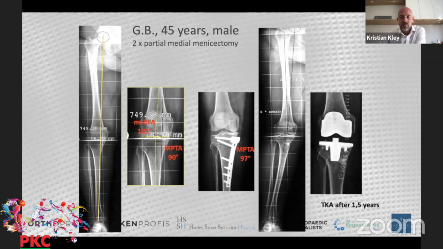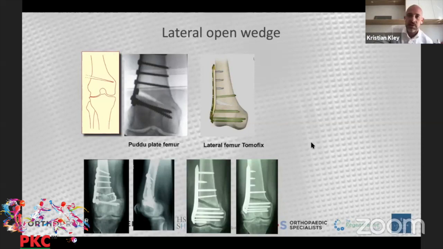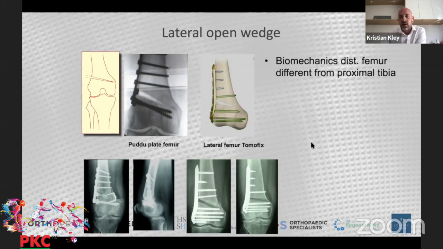So you need to incorporate now the femur, as we learned. And doing this, we need to take a look at where we came from. And obviously, when I started, we had these lateral open wedges, and they were somewhat problematic because they are associated with lateral lengthening and therefore IT band problems.